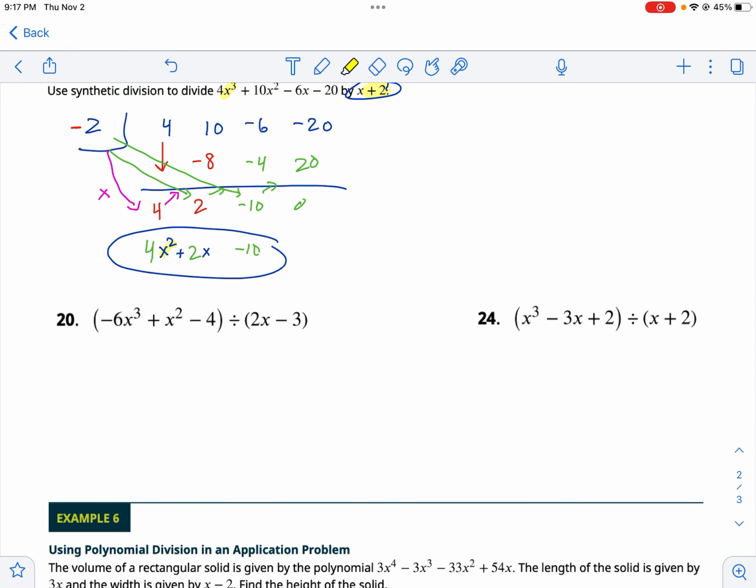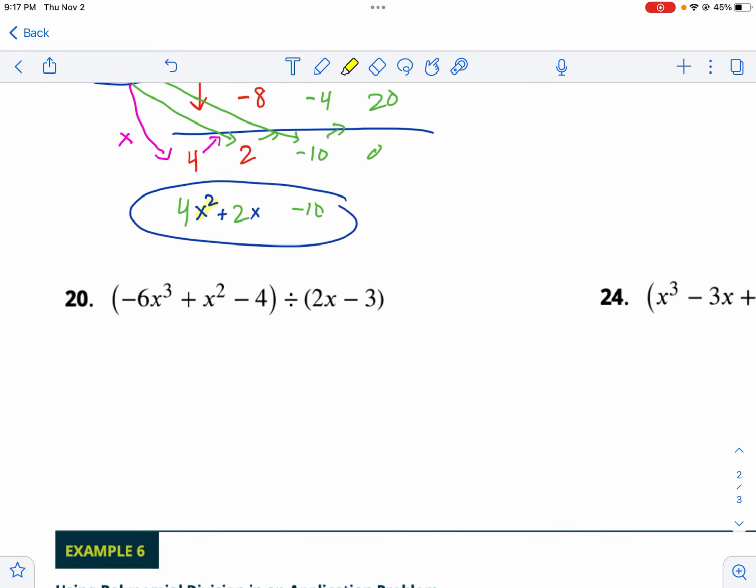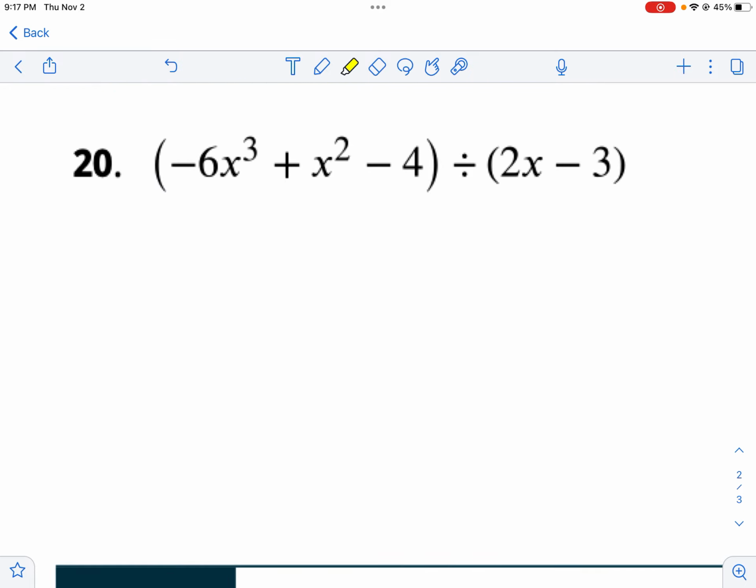But you got to make sure you do it properly. So like number 20. You cannot do synthetic division yet. Synthetic division can only be done if there's no number here. So what you have to do, divide these by 2. So I have to use that 3 over 2 in my box.